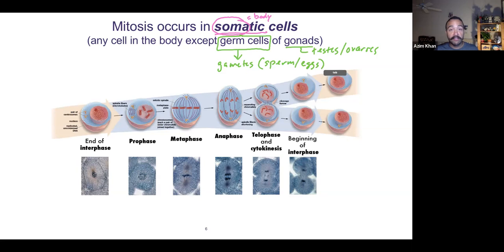So not germ cells, not sperm or eggs, everything else are somatic cells. Brain cells, somatic cells. Muscles, somatic cells. Kidneys, somatic cells. Everything else, somatic cells.